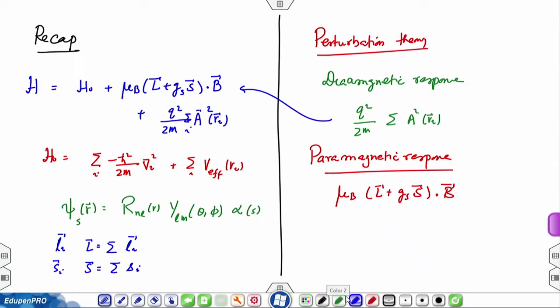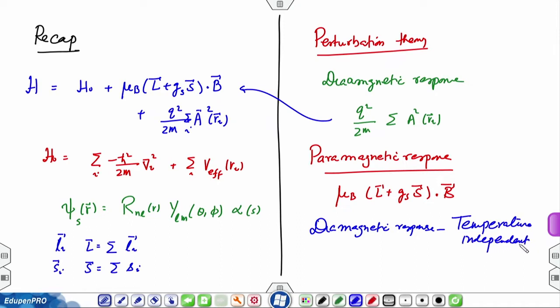Now, before I proceed further, let me just note that diamagnetic response came out to be temperature independent. Whereas the paramagnetic response that I am going to calculate will be temperature dependent, and will give me something called Curie's law.